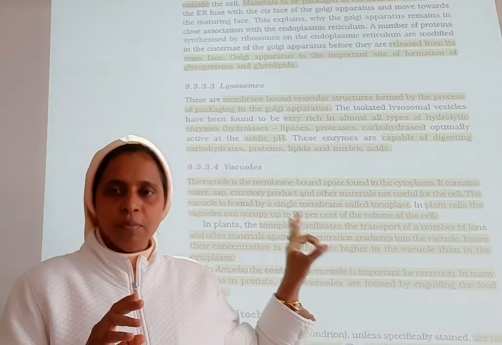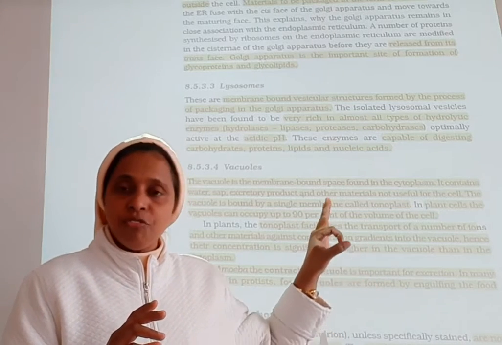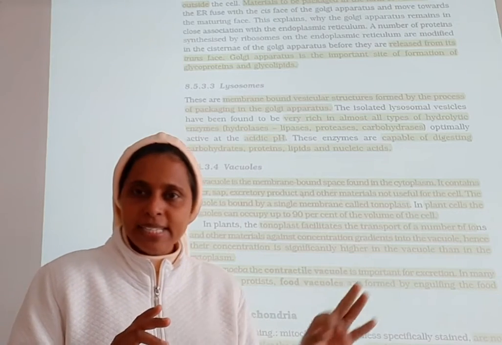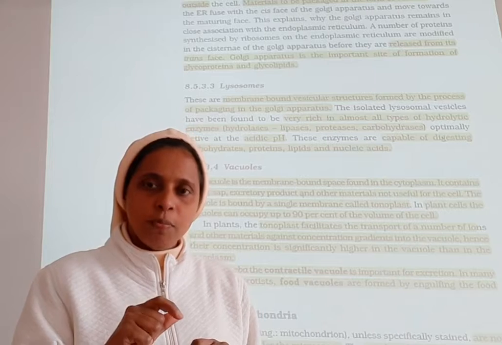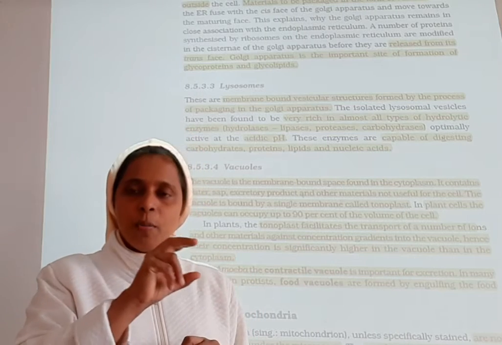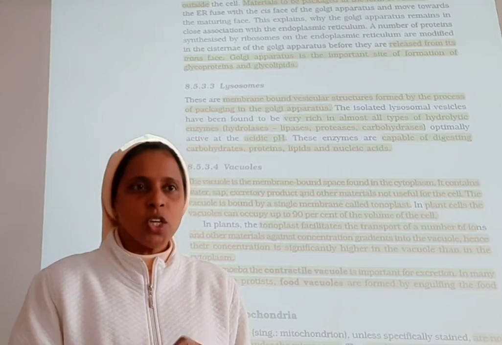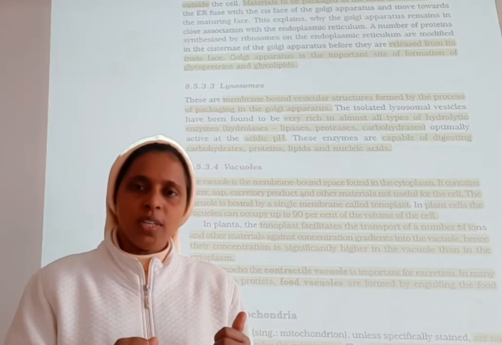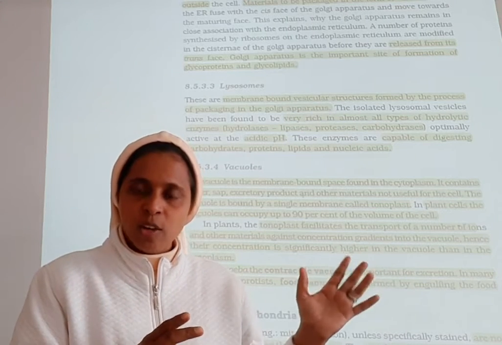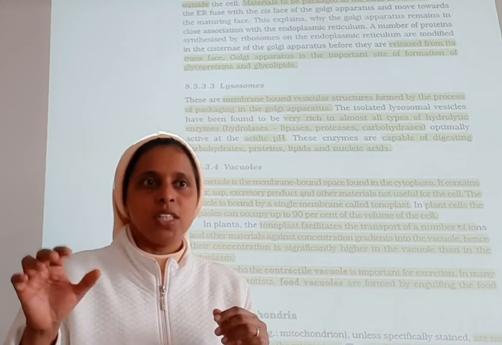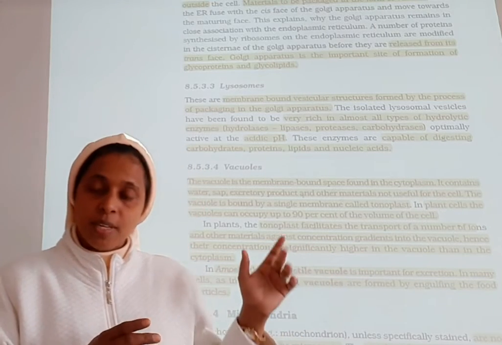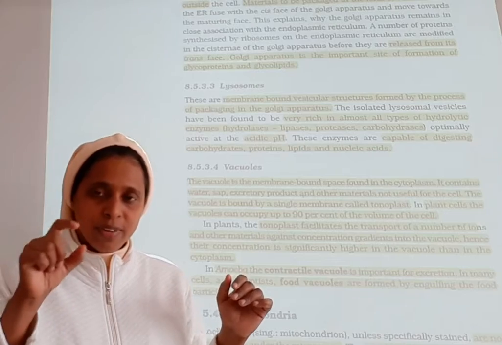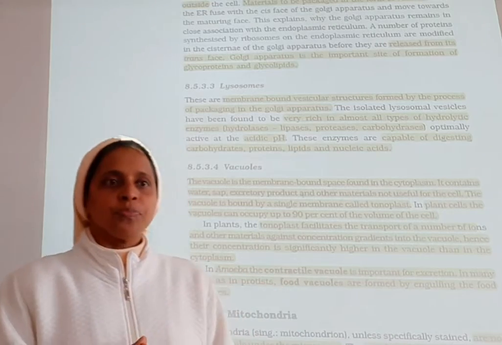The important thing that you have to remember is that the vacuole will be bound by a single membrane that is termed as tonoplast. And we all know that in plant cells, vacuoles possess almost 90% of the volume of the cell. In plant cells, vacuoles are bigger. In animal cells, we can see small vacuoles.